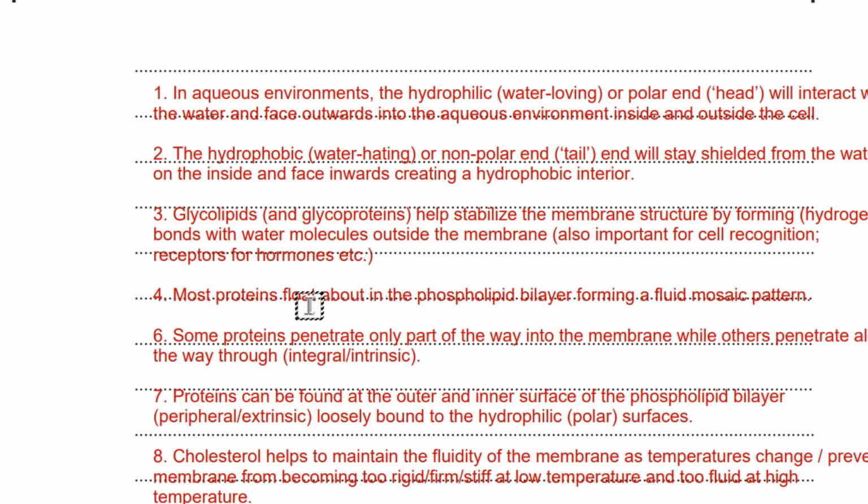Most proteins float about in the phospholipid bilayer, forming a fluid mosaic pattern. The way to describe it is to imagine the protein structures as icebergs floating in a phospholipid ocean. So imagine you have an ocean full of phospholipids. The proteins are like icebergs flowing there. They're not static, right? They're actually moving about. We call it the fluid mosaic pattern or model.